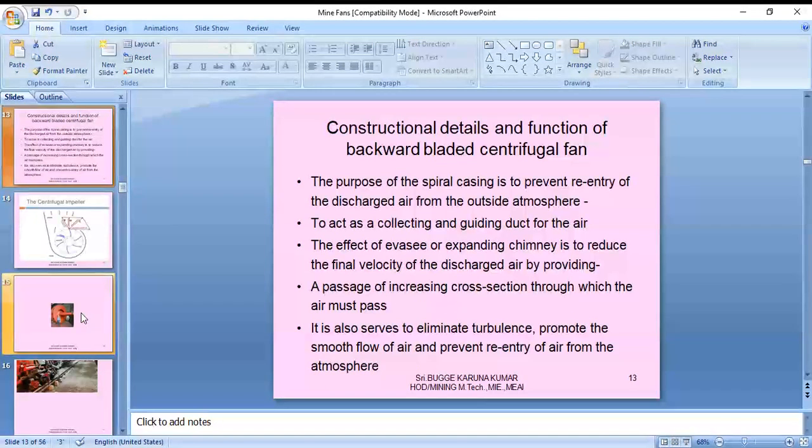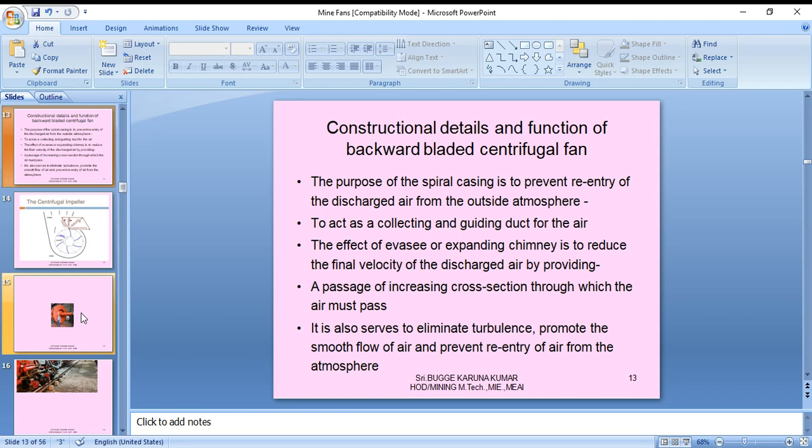Then construction detail functions of the backward blade centrifugal fan. The purpose of the spiral casing is to prevent re-entry of the discharge air from the outside atmosphere, to act as a collecting and guiding duct for the air. The effect of the Evasé or expanding chimney is to reduce the final velocity of the discharge air by providing a passage of increasing cross-section through which air must be passed.